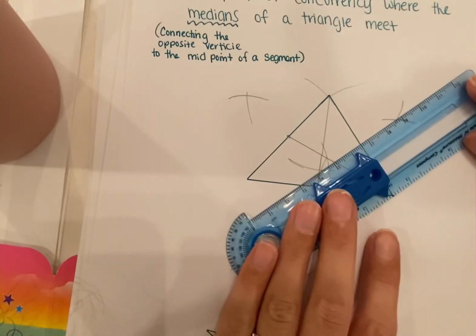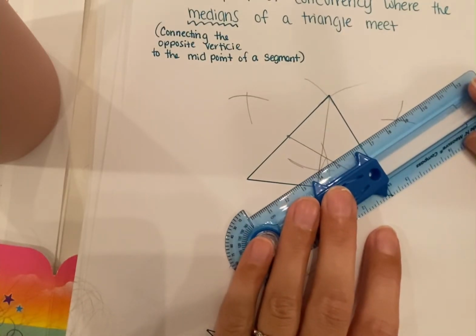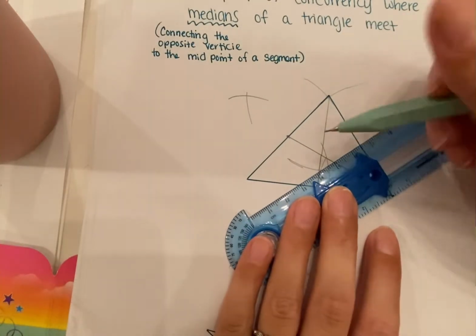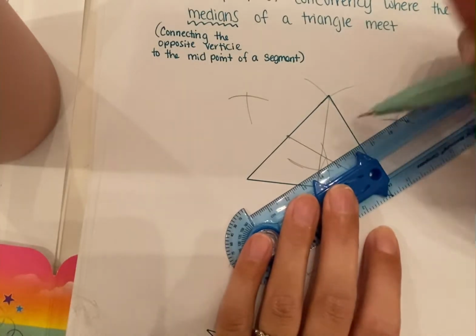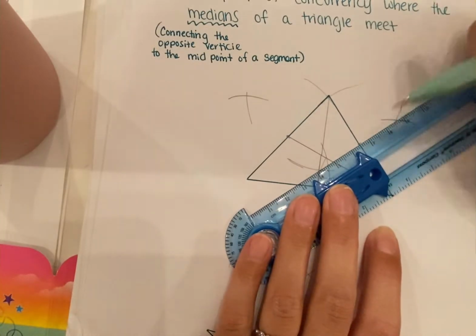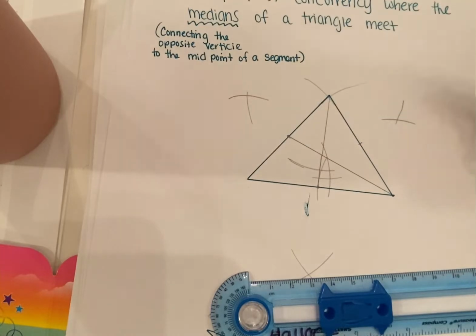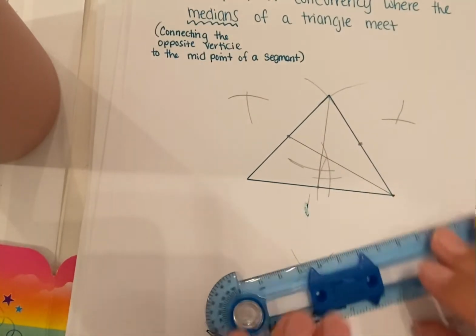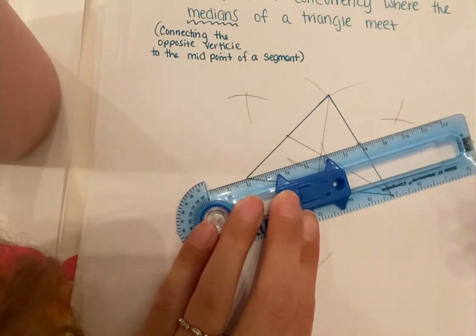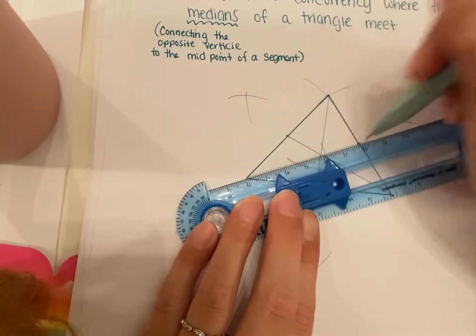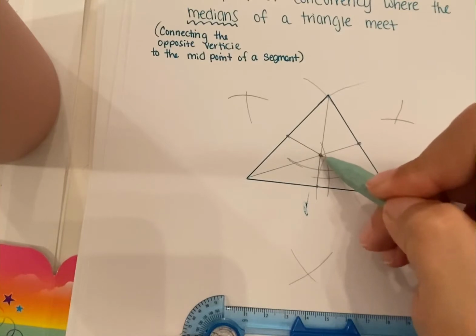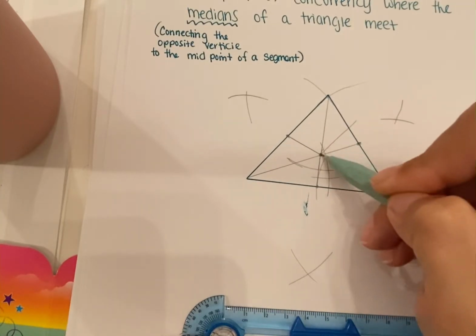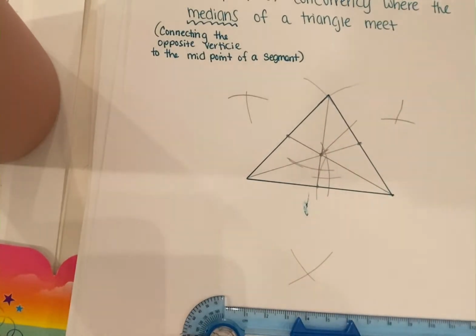So I'm gonna line this up. And you don't have to draw in a perpendicular bisector necessarily, you're just trying to find that median, so the middle of that segment. So here's my median, and I'm gonna connect it to its opposite vertice. And they should all cross paths at the same point. So this point right here is my centroid. These are all types of centers.